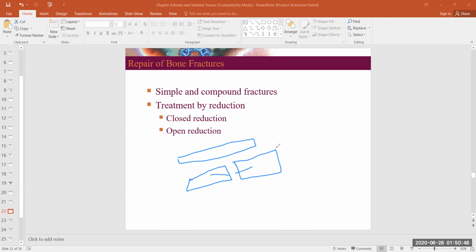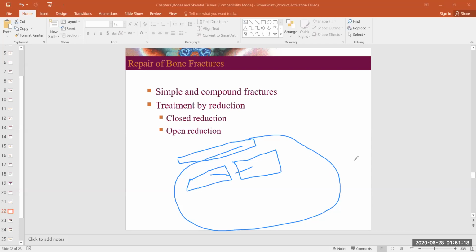So we take the X-ray of this bone. We take the X-ray here. And then under the X-ray, the doctor manipulates these two bones and tries to bring them closer. We are reducing the distance between the two fractured ends. And that's why the treatment is called treatment by reduction, okay?